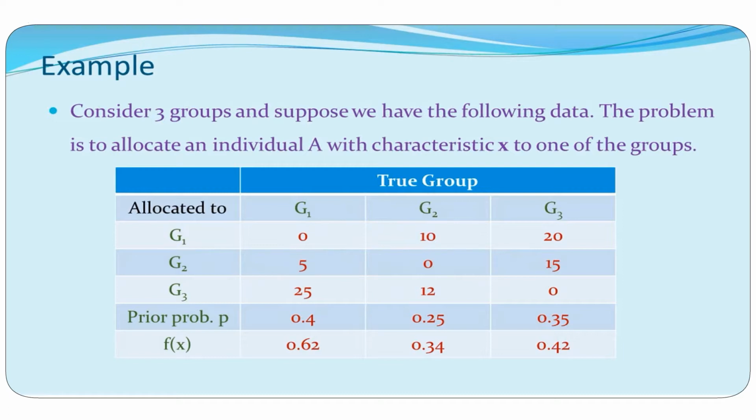f(x) is the value of the ordinate at x. So x is the characteristic of A, and the value that it takes in the first group is 0.62, from the second group it's 0.34, and from the third group it's 0.42. Of course, it will depend on what type of function f(x) is.